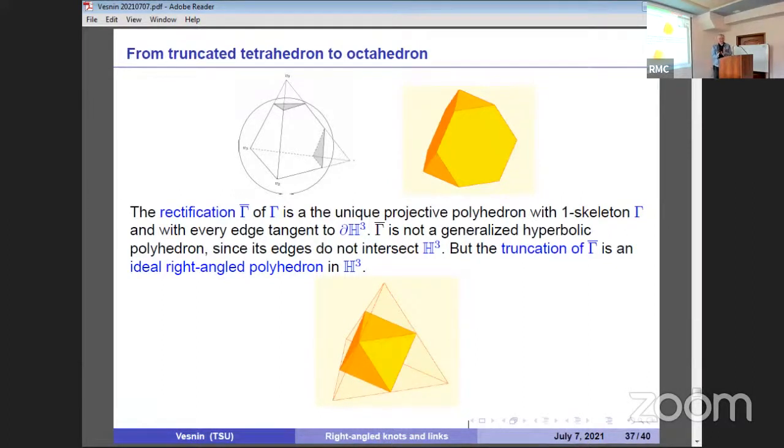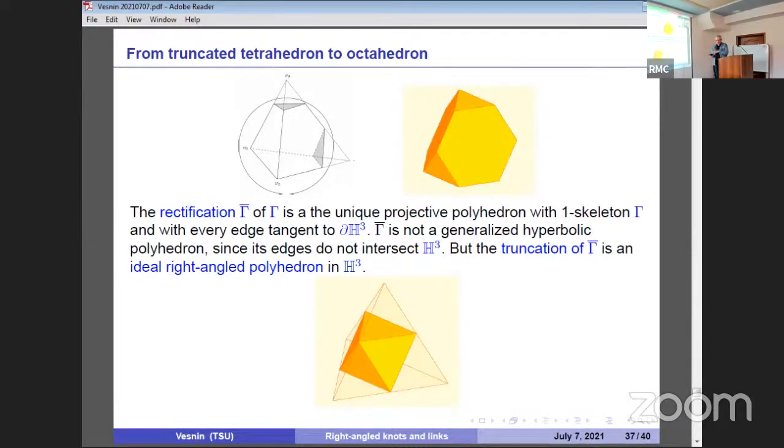To obtain some polyhedra, you continue this process, and finally, from this one, you obtain such a truncation when two triangles meet. This is the limit position, and for the tetrahedron, it will be the octahedron. So the rectification of the tetrahedron will be the octahedron.